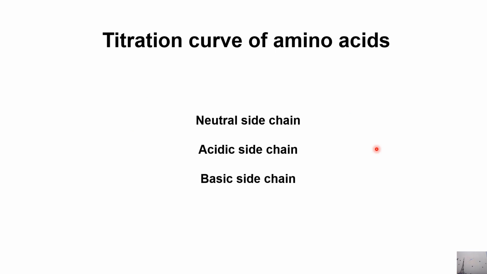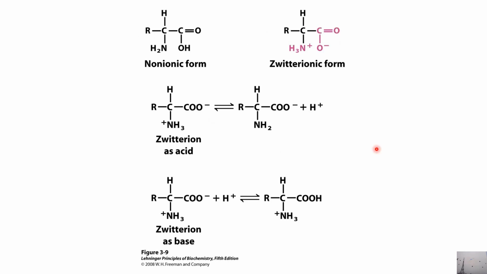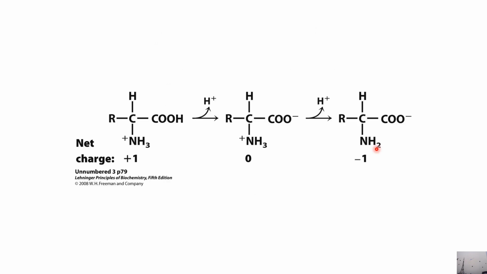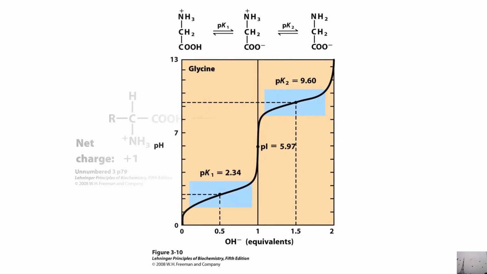We talk a little bit about the titration curve of amino acids for neutral, acidic and basic side chains. This is the titration curve of glycine. You can see the different pK values and the PI. PI is basically the isoelectric point, which denotes the point at which the amino acid doesn't carry any particular charge.